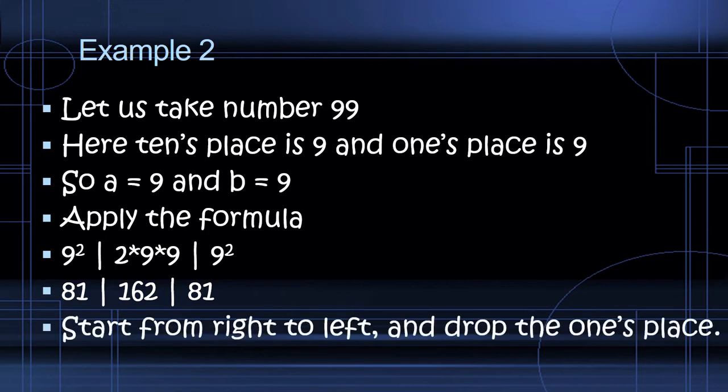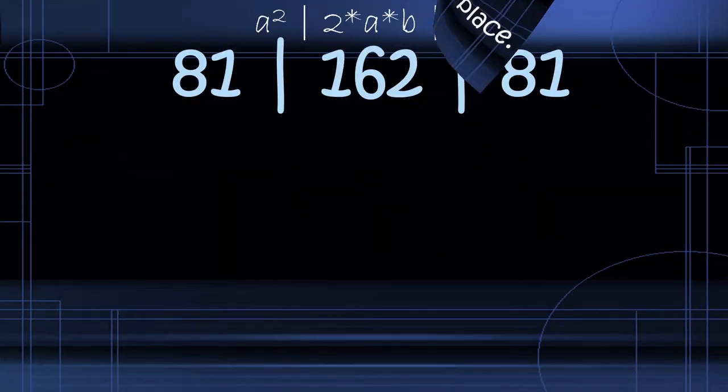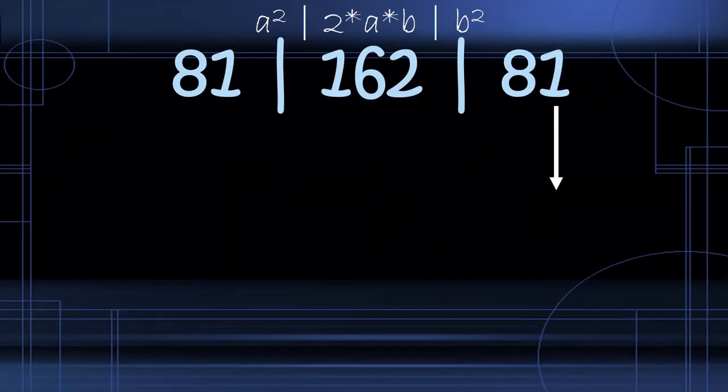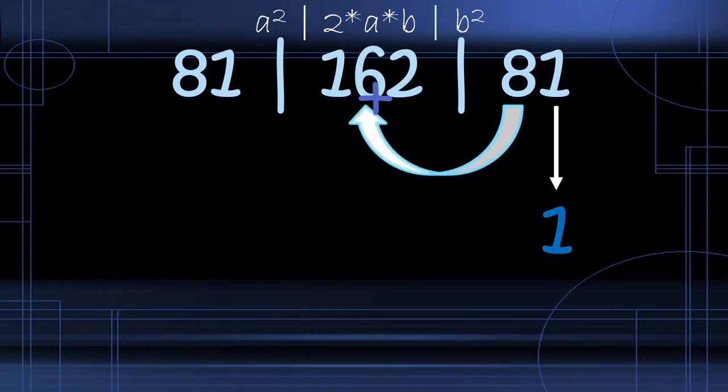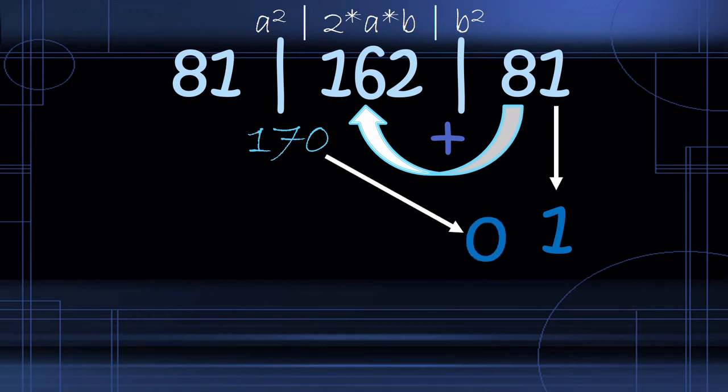Again, we are going to start from right to left and drop the ones place. In 81, the ones place is 1 and we have 8 remaining, so we are going to add the 8 to 162, which will give us 170. Here we are going to drop the 0 and we have 17 remaining.